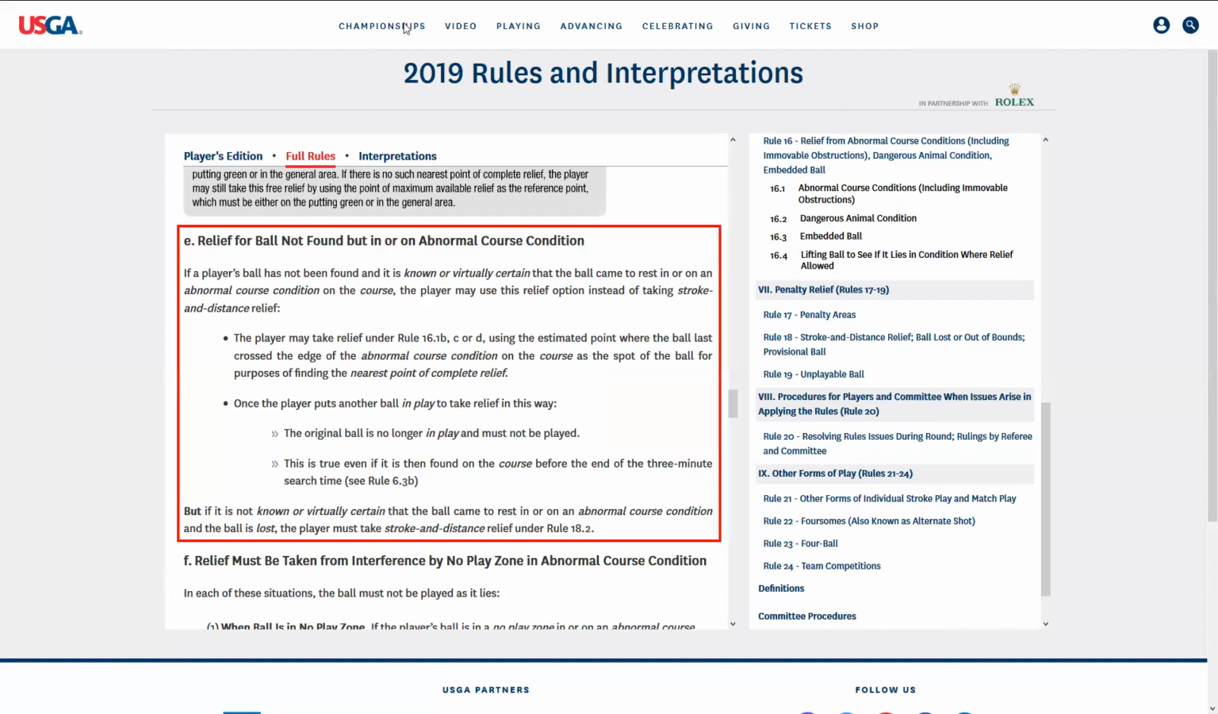So for a right-handed player, if the abnormal course condition is on the left, that player then has to have his feet outside the building and has to have his swing not interfering.